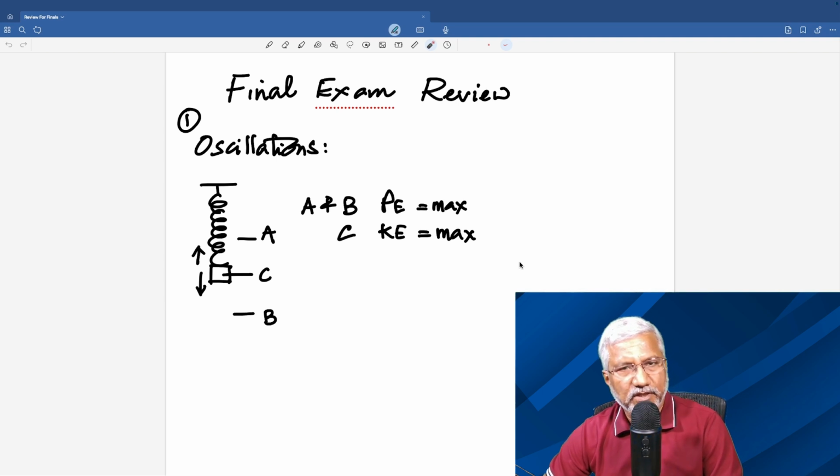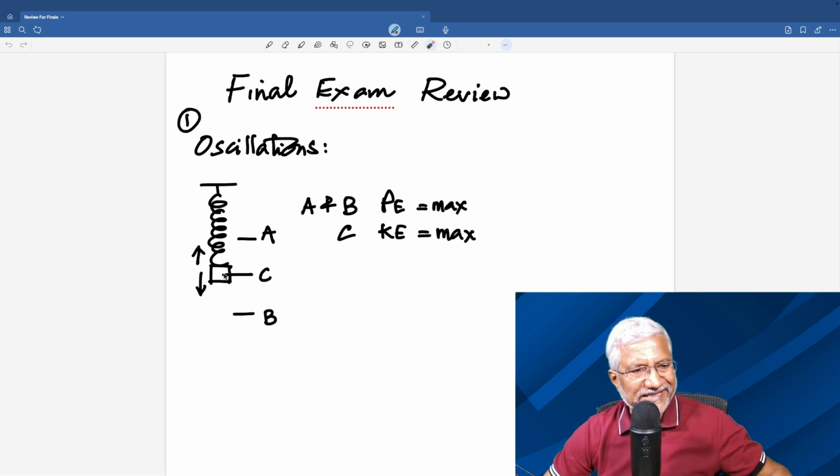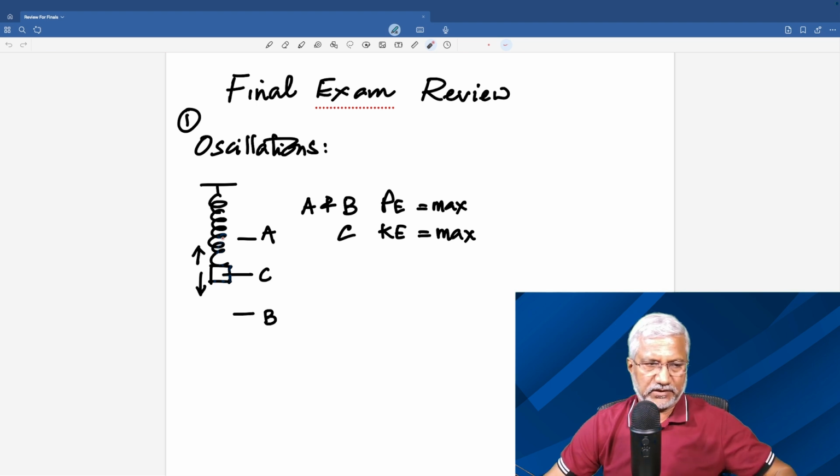All right, the first topic is oscillations. What you see here in this diagram is actually a spring with a mass at one end and the other end fixed. When you pull the mass down and let it oscillate, it's going to go down to B, if you pull it down to B, and then go all the way back up to C and then to A, and then it'll continue the oscillations.